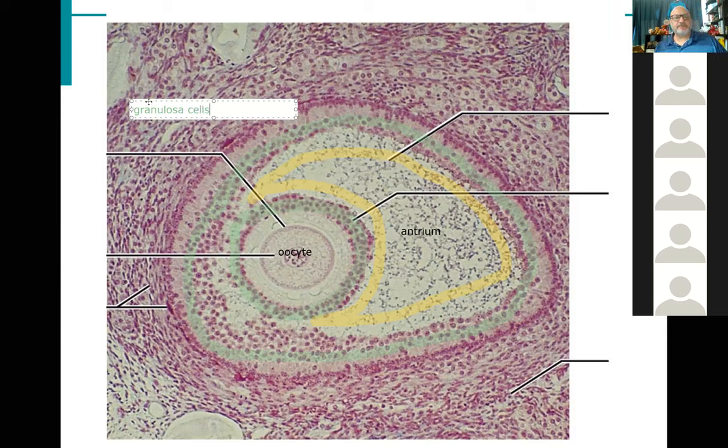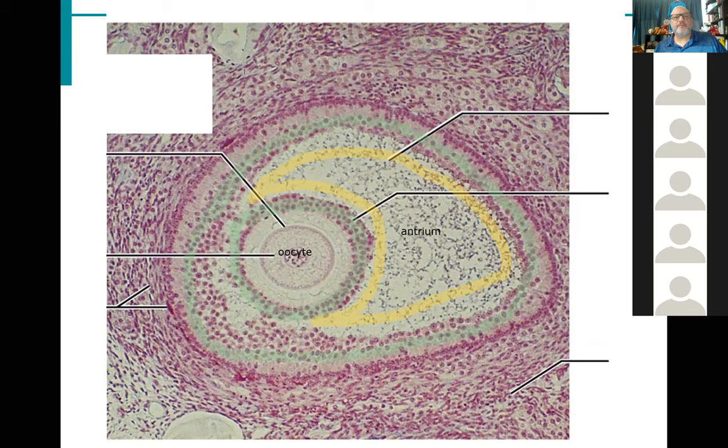All right. And we can even draw, oh, that was horrible. Let's do it this way, I'll cheat. There we go. The granulosa cells. Bingo. Actually, let's make that green again.